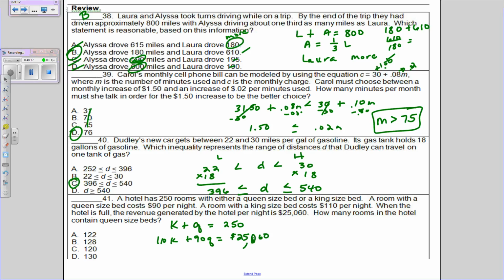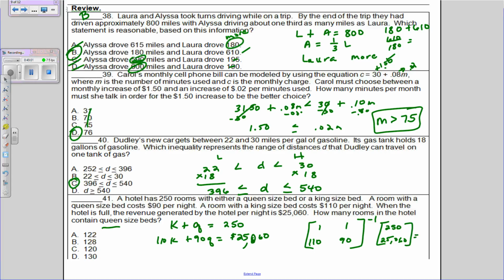Sorry, that's up there. And then I would do inverse matrices, and I left them in the letters so it would represent the king and queen size because we want to know the queens. So we would have in the calculator, you want to do 1, 1, 90, and 110, or 110, sorry, and 90. Our coefficient matrix C, we'll do the inverse on that one. Multiply that times the answer matrix, which is 250 and 25,060.